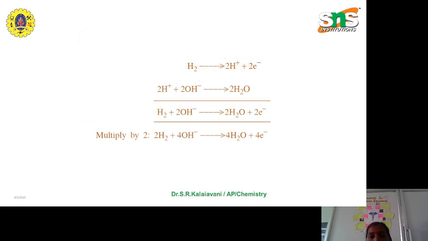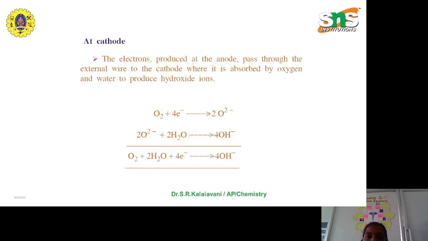So, anodic part, hydrogen is converted into hydrogen ions plus 2 electrons. These hydrogen ions combine with hydroxide ions to form the water molecule. So this final reaction: H2 plus 2 OH minus gives 2 water molecules plus 2 electrons. This reaction is multiplied by 2, that means 2H2 plus 4 OH minus gives 4 water molecules plus 4 electrons.